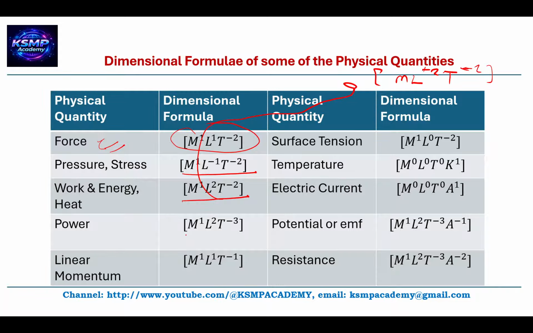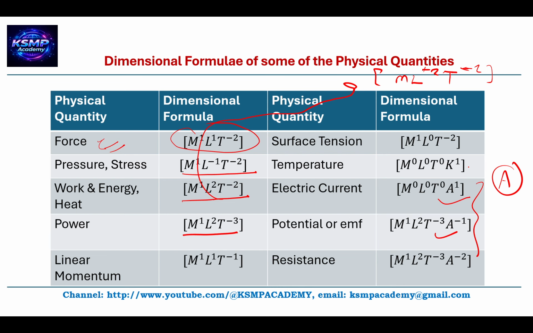Similarly, you see here for power, this is ML squared T minus 3. For linear momentum, MLT minus 1. For surface tension, for electric current, for potential, for resistance. And now here the new thing in these quantities is A. So here A is what? A is the current here, the unit of the current, ampere. So current is expressed as ampere, so that's why here we are having A.